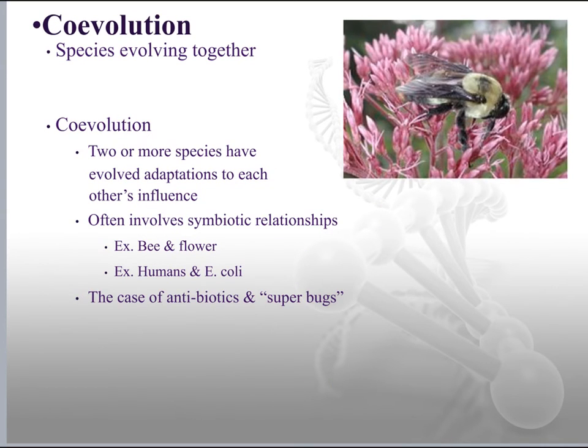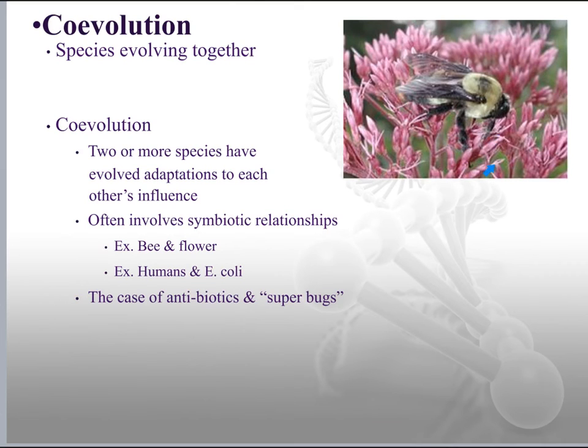Okay, and then our next one here is coevolution. This is when two or more species have evolved adaptations to each other's influence. So this is how one thing evolving might change another species. This often involves symbiotic relationships where one species is reliant on the other one. They're mutually beneficial, right?